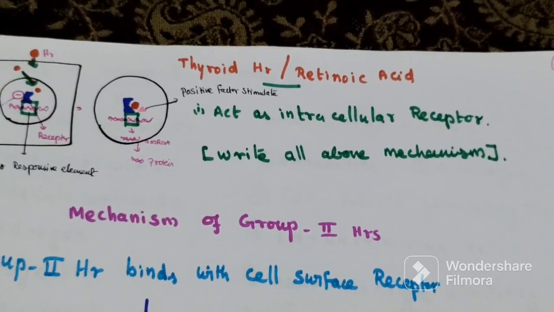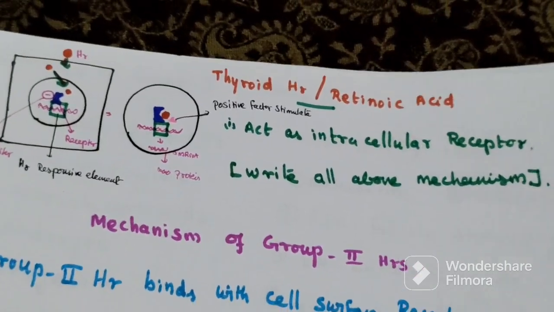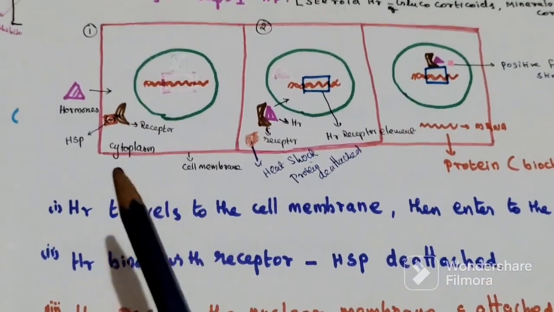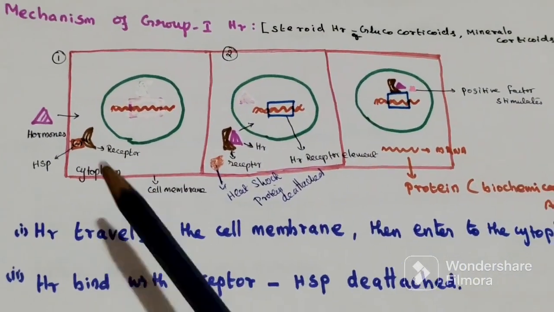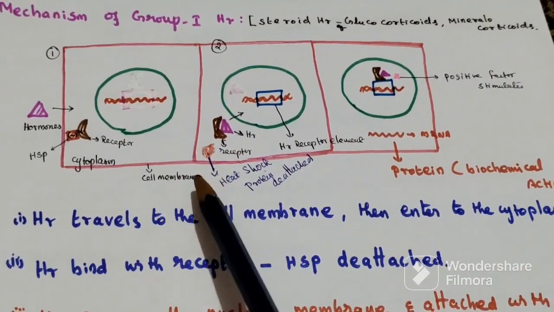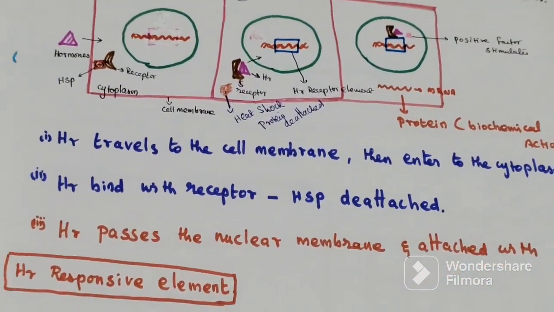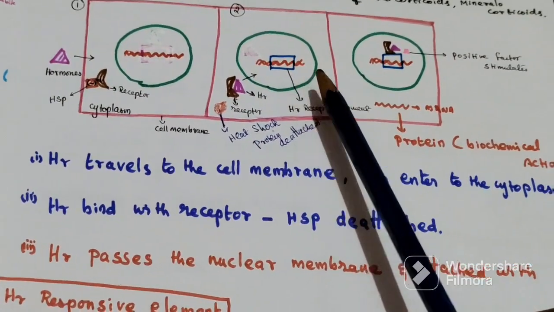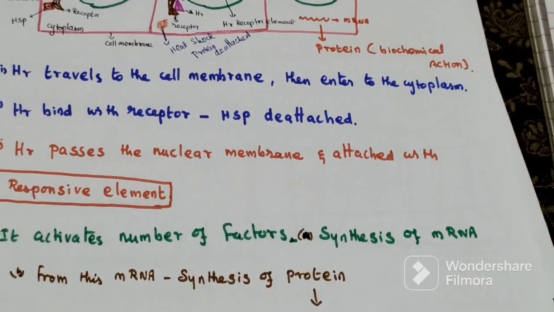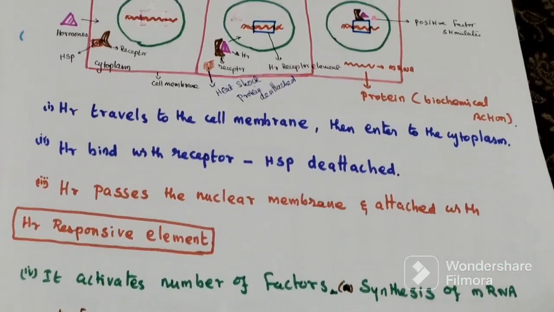So that is the summary of glucocorticoid and retinoic acid. First one is: the hormone travels to the cell membrane, then enters the cytoplasm, then binds with the receptor, heat shock protein detaches, then it passes to the nuclear membrane and attaches with the hormone responsive element. Then it activates a number of factors. Synthesis of mRNA will occur, then it shows biochemical response.